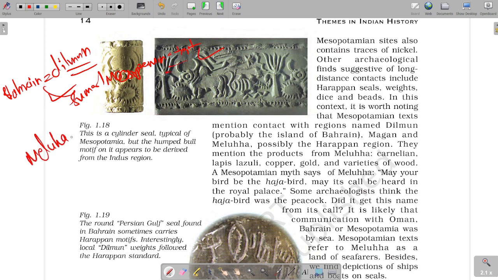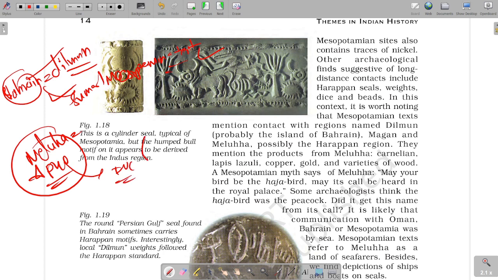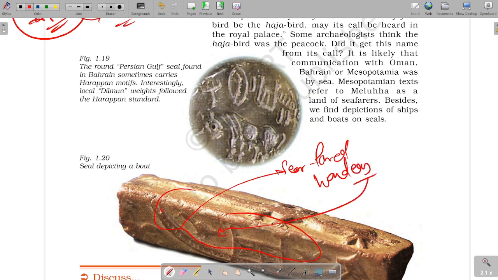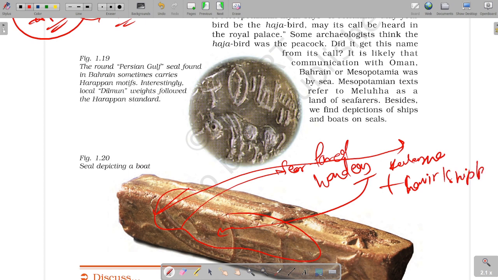Melua, this has been asked by UPSC, so remember things like these. Melua is the Indus Valley civilization name mentioned in Mesopotamian texts. Here you can see the Indus Valley civilization was called the land of seafarers. Why? Because they seafared, that is, they were wanderers of the sea. You can depict this from this seal, which is rectangular plus having a ship or boat on it.